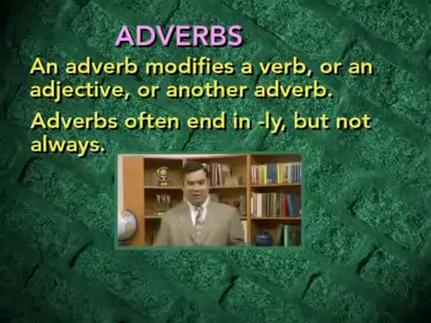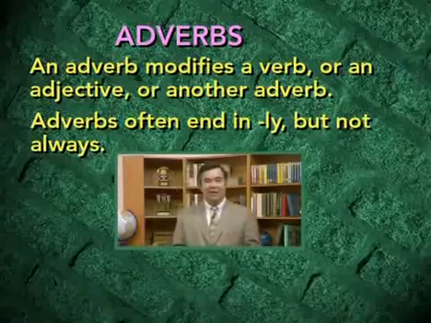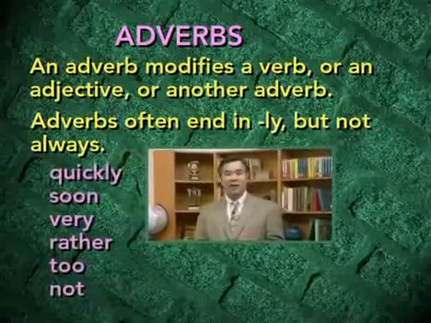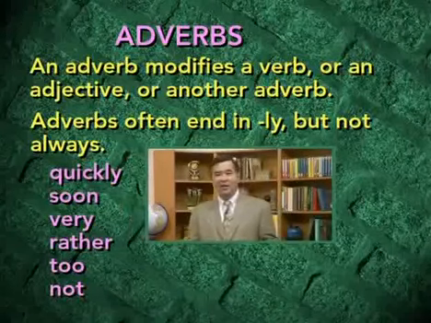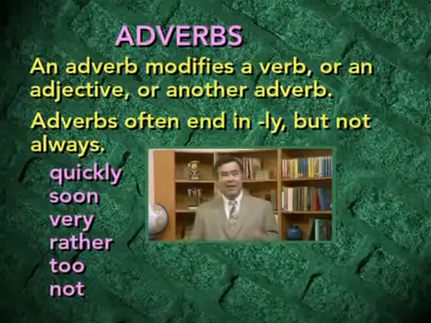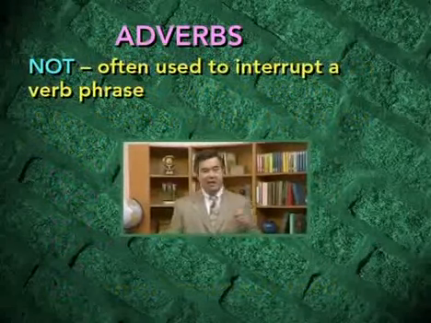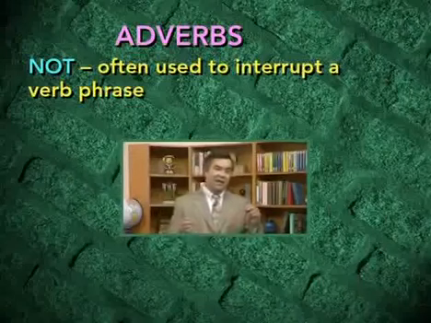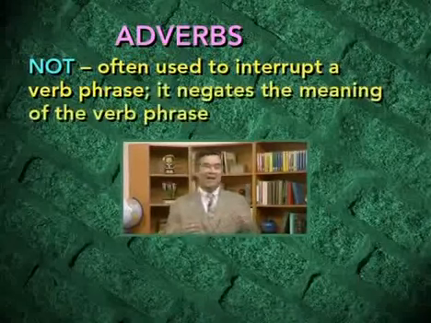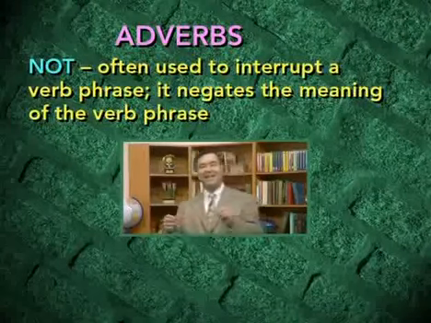Here are some examples of typical adverbs, and we'll consider some examples of how these might be used in sentences. Adverbs include words like quickly, soon, very, rather, too, and not. That last example of an adverb, not, is one of the most commonly used. It often is used to interrupt a verb phrase. In other words, the word not is used in between words of a verb phrase, and when it's used in this way, it is negating the meaning of the verb phrase. It turns the verb from something that is happening into something that is not happening.